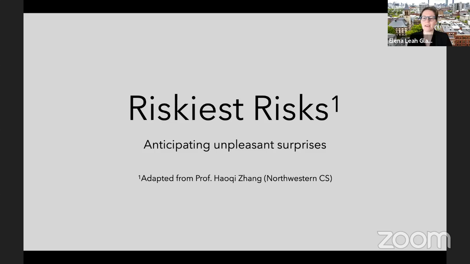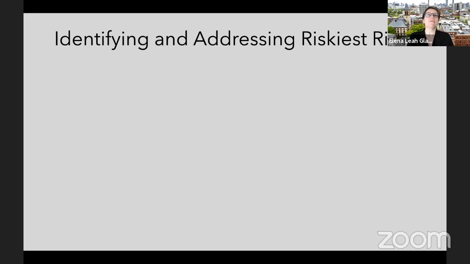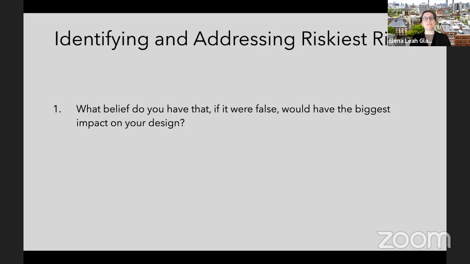So they could have used riskiest risk or some other kind of risk limiting exploration of the uncertainties in their argument about why they're bringing value to the user, to save themselves a lot of embarrassment and other people a lot of money, right? So the first question is to identify riskiest risks. So what belief do you have that if it were false would have the biggest impact on your design?